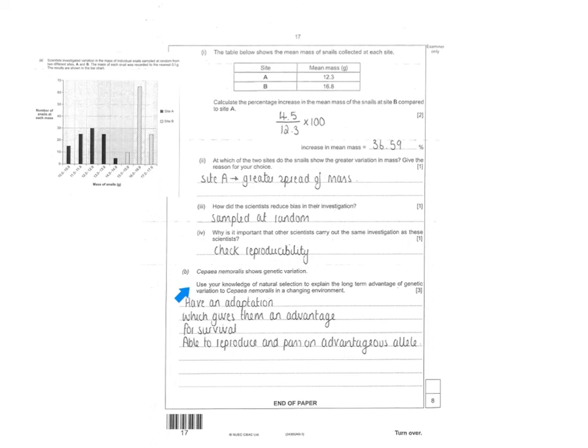Use your knowledge of natural selection to explain the long-term advantage of genetic variation in a changing environment. It is that they have an adaptation which gives them the advantage to survive, and they're then able to reproduce and pass on advantageous alleles to their offspring.